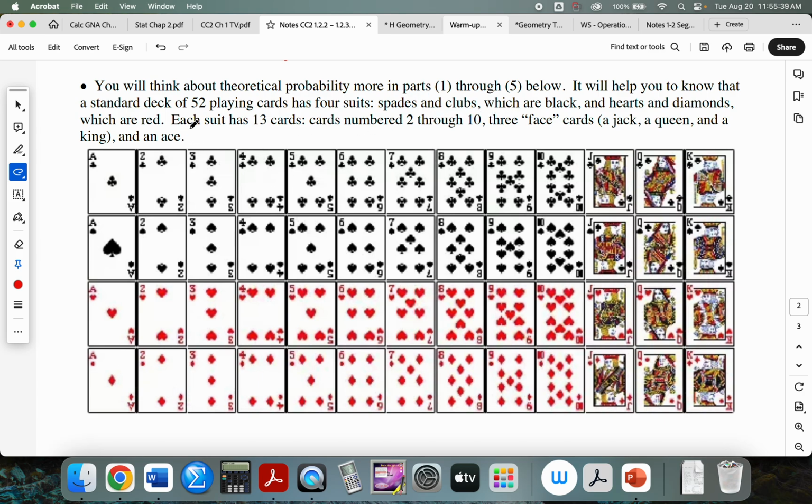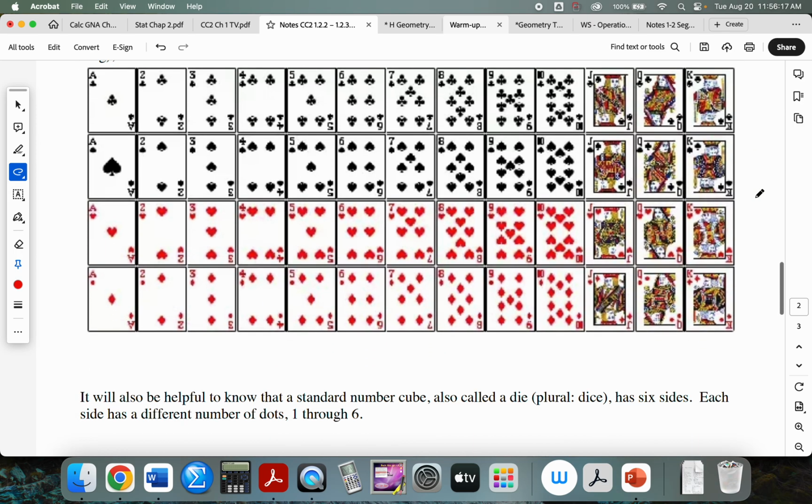All right. Each suit has 13 cards. The numbered cards are 2 through 10. Then there are the face cards: jacks, queens, and kings. Why there's not princes or princesses, I don't know. Historically, there's bound to be a reason for it. And then there's also the ace. The ace is not a face card because it doesn't have a face on it.